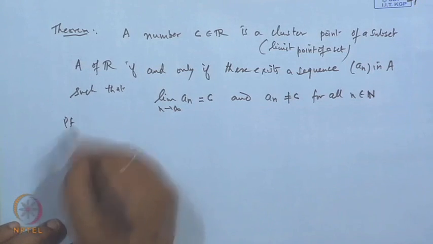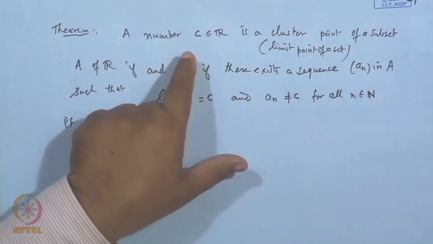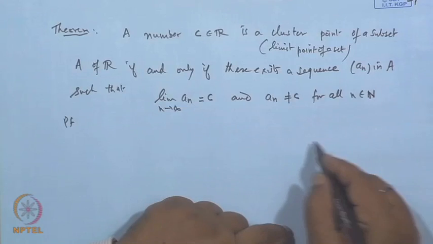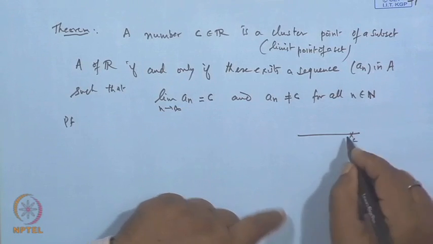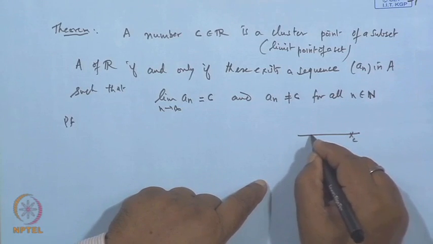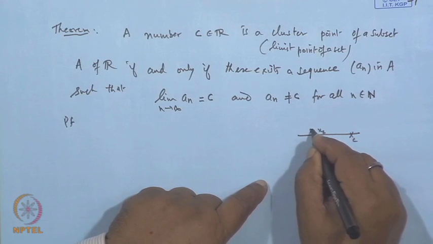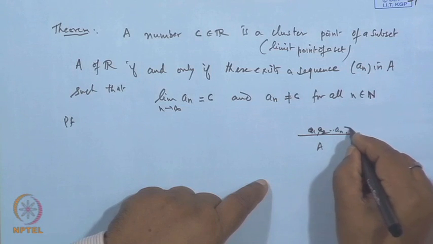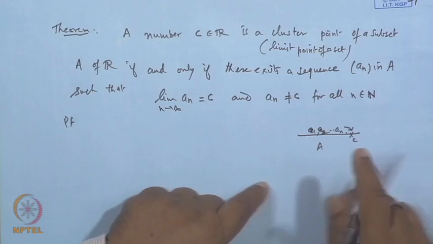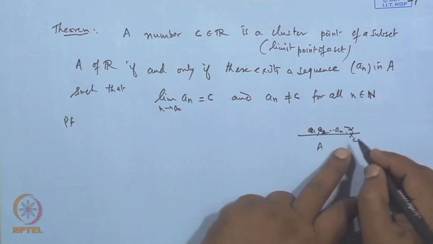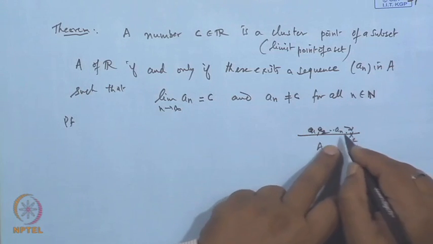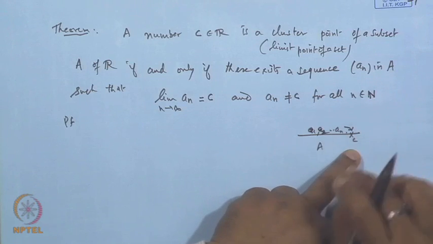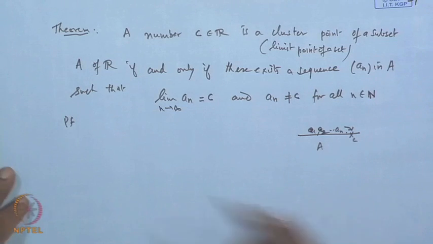Proof of this: if C is a cluster point of a subset A of R, then there will be a sequence in A, a1, a2, and so on, which will converge to C, but the a_n's will be different from C. If I draw a neighborhood around the point C, then for any neighborhood we will get at least one a_n different from C. So, let us see the proof.